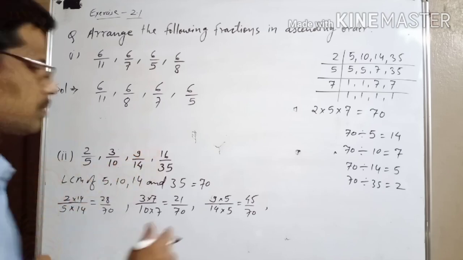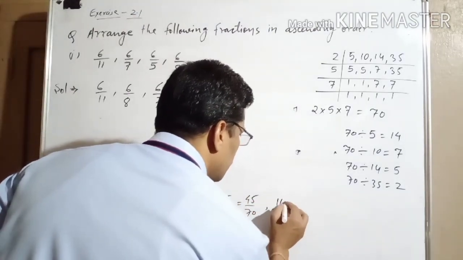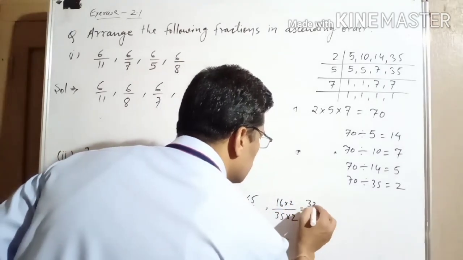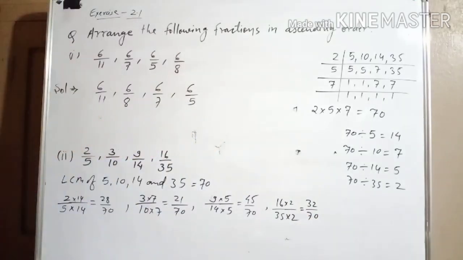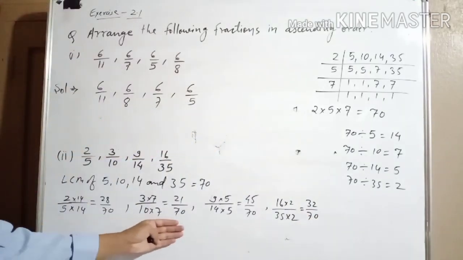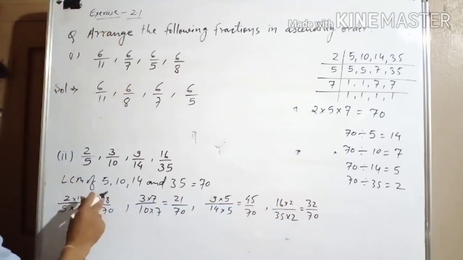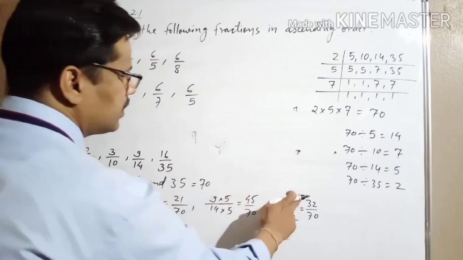16 upon 35 multiplied by 2 gives 32, and here 70. Now what do we find here? Now all these 4 rational numbers have the same denominator. We find 28 upon 70, 21 upon 70, 45 upon 70, and 32 upon 70.